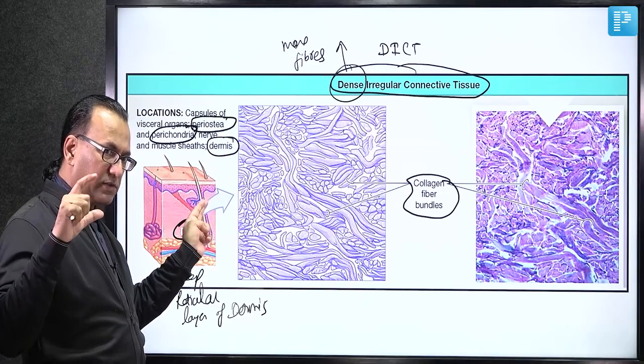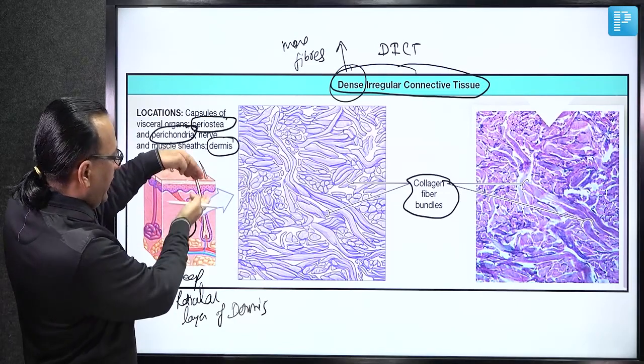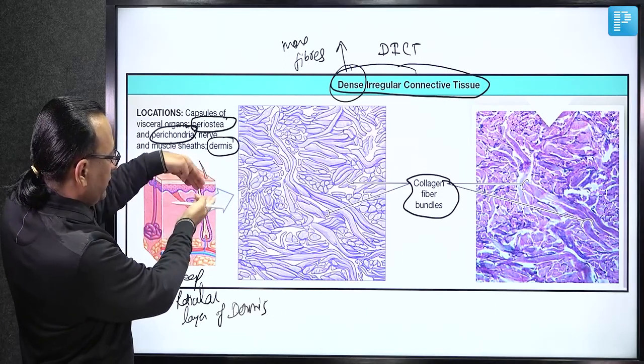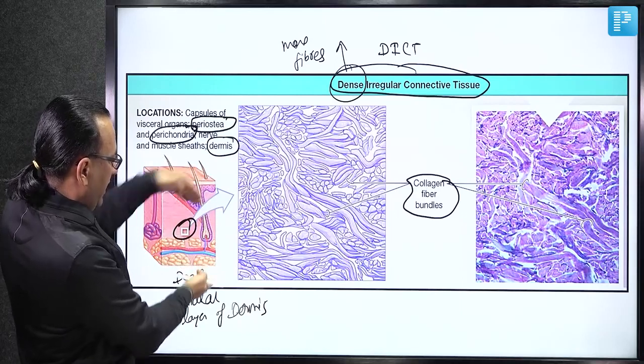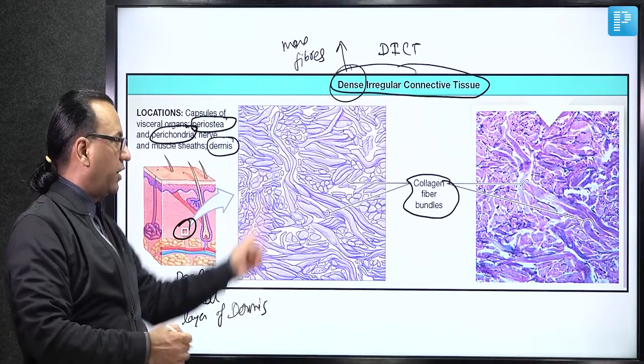But be careful, if you talk about the dermis, the papillary layer is a very small component. Most of the dermis is the deep reticular layer of dermis. And that is where we have the dense but irregular connective tissue.